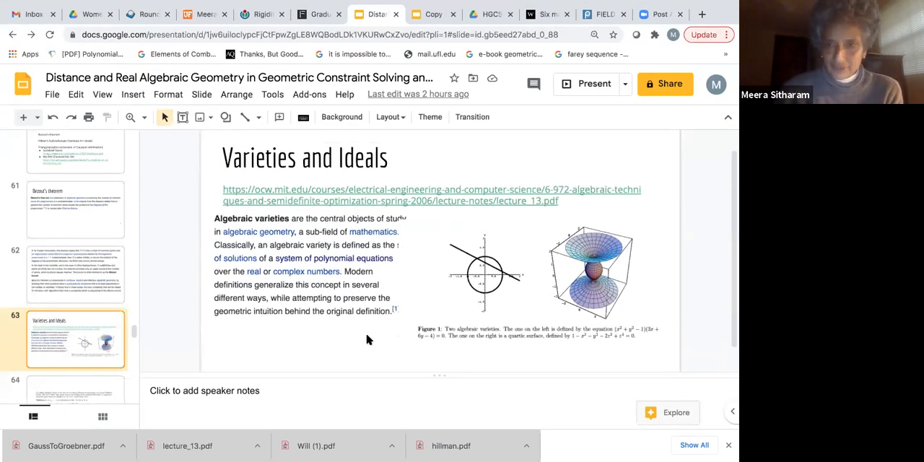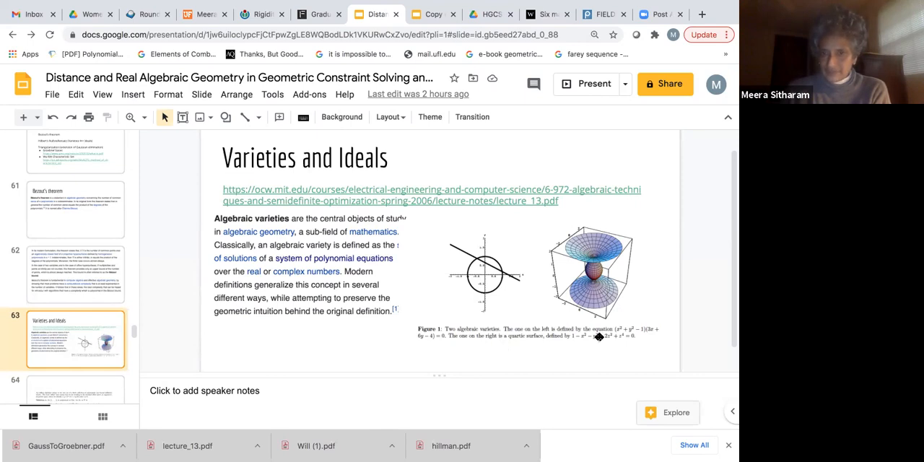So this is actually from Wikipedia, as you can see. An algebraic variety, in the classical way of thinking about things, is just the set of solutions to a system of polynomial equations over the real or complex numbers. Usually they mean complex numbers. This is the easiest way to think about varieties, simply as the set of solutions to a system of polynomial equations. So these are two examples here. I don't know if you see this or it's too small.